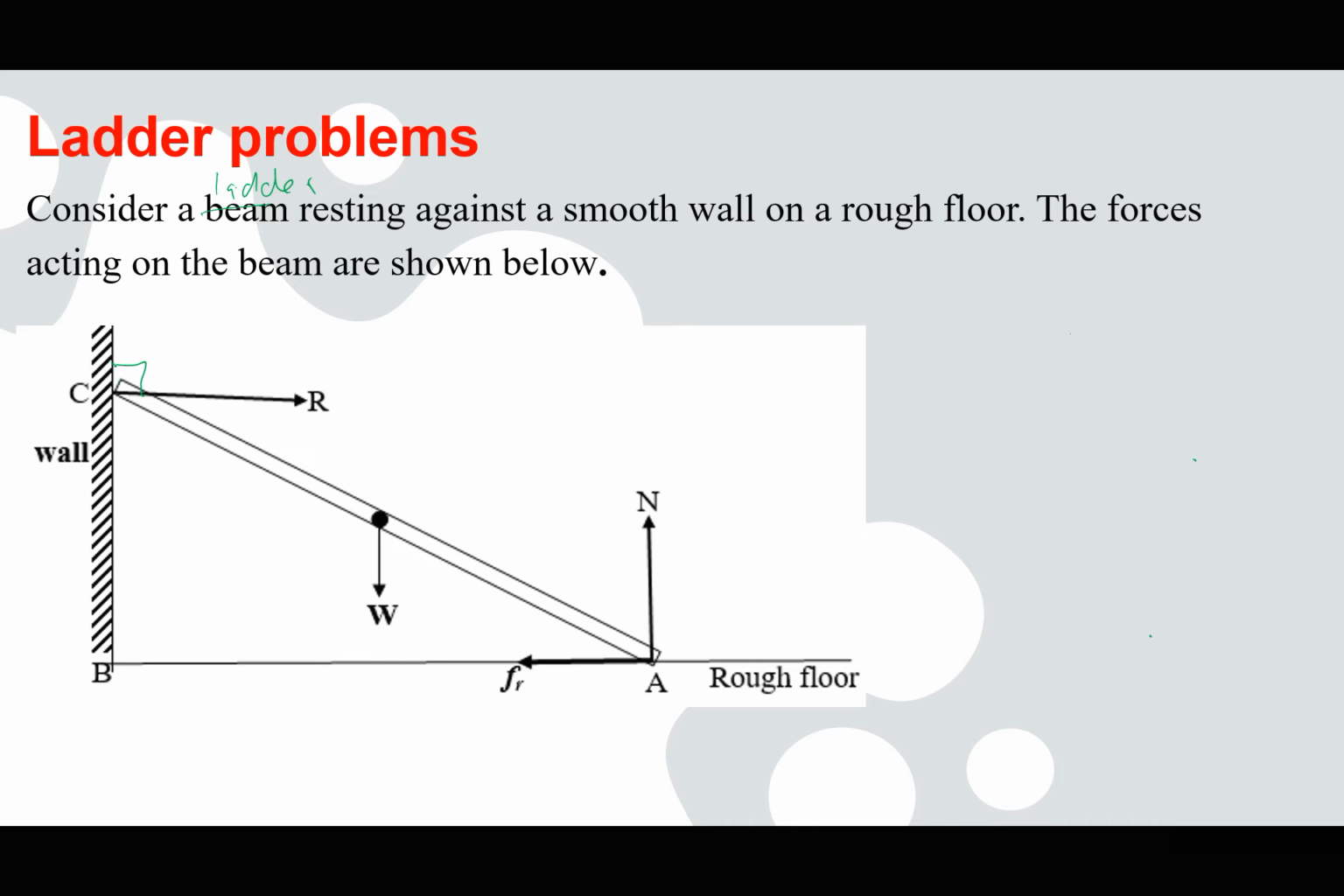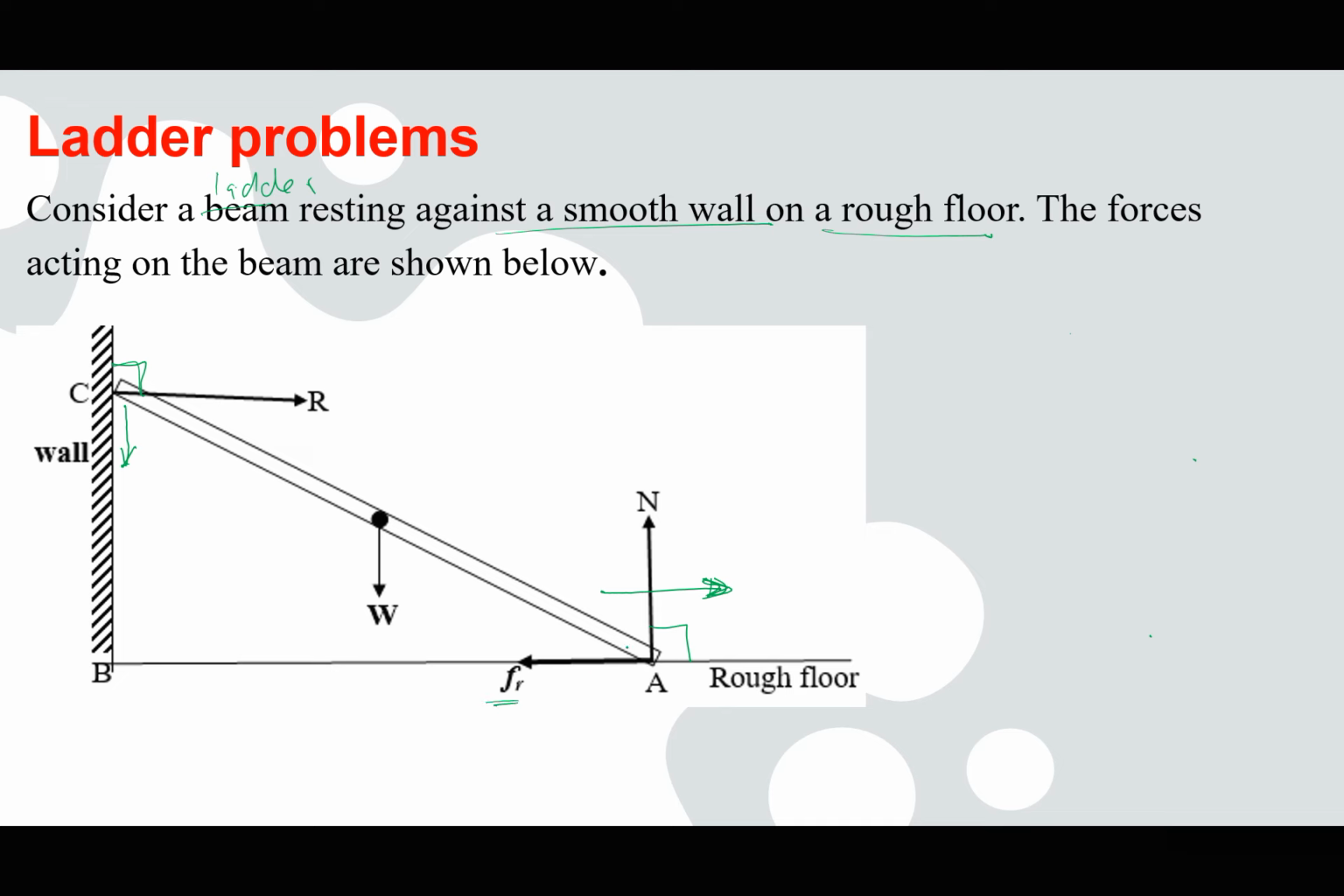So we have a normal reaction at the wall. We have a normal reaction here. If the wall is smooth, there is no friction. The ground is rough, so there's friction. The ladder is most likely going to slide downwards from the wall as it moves away from the wall in the horizontal. Because it tends to move in that direction, the frictional force must be towards the wall. That's why there's an arrow pointing towards the wall.